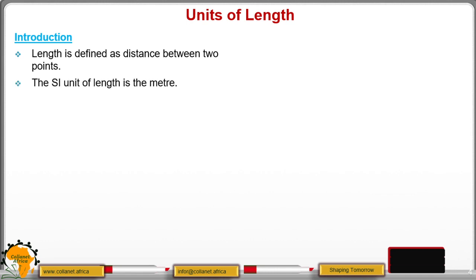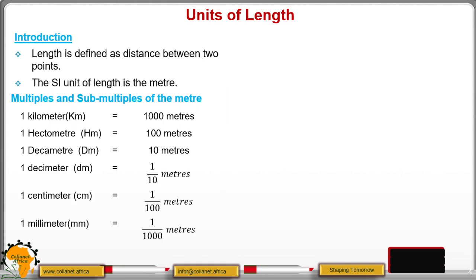Now, the SI unit of length is the meter. And when we talk of the SI unit, we are referring to the standard unit of measurement that can be used the whole world. So the standard unit of length is meters, but we still have multiples and sub-multiples of meters as tabulated in this table.